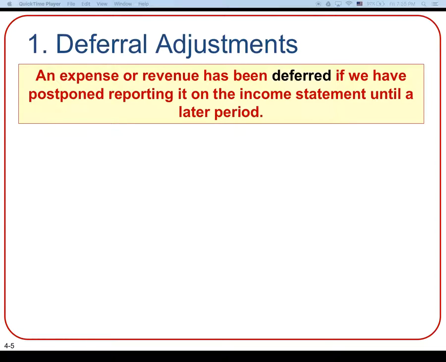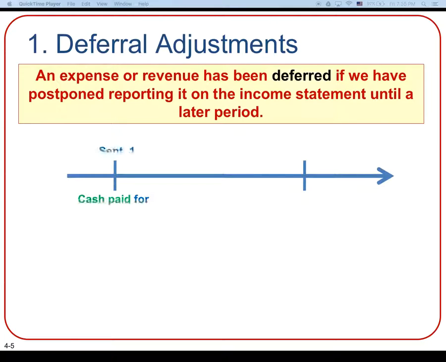That's what we call deferring adjustment. Here's an example, right? That's the example we used in chapter 3. So we pay the cash for rent in advance on September 1st, and that cash that we paid in advance for rent is an asset. It's prepaid rent, right?